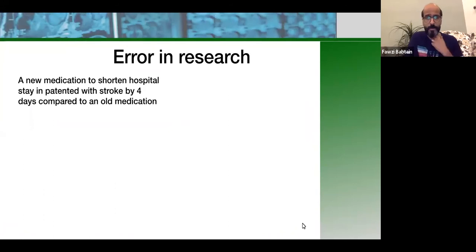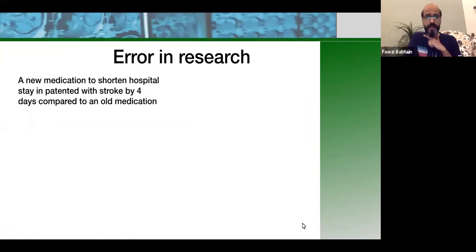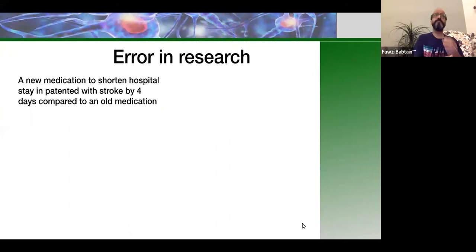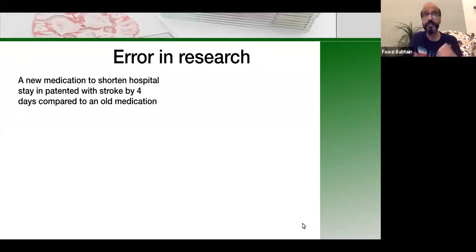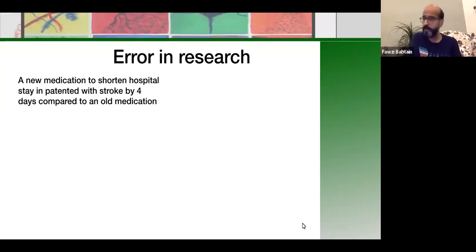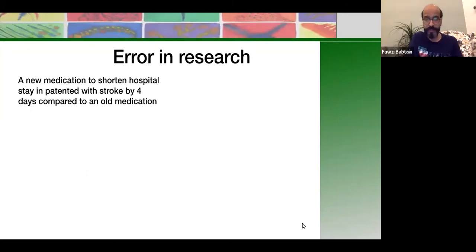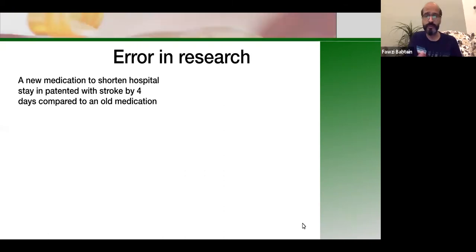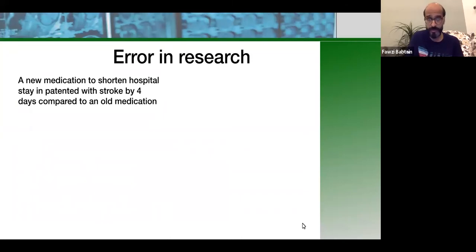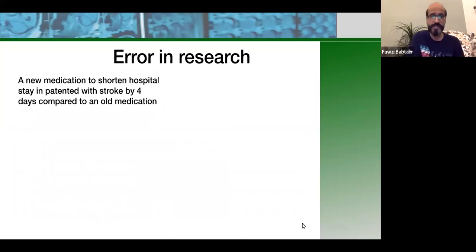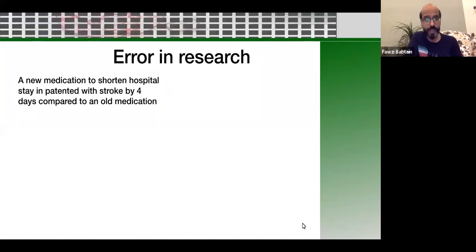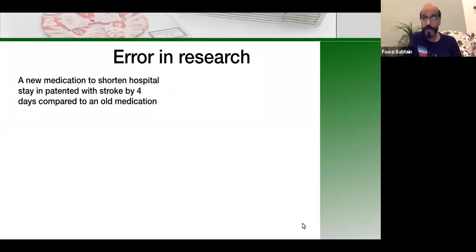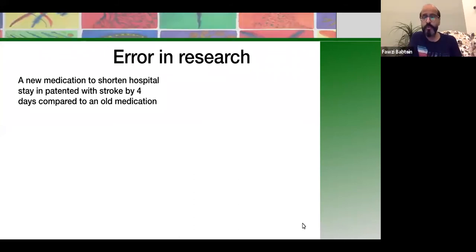Now, sometimes you can have an error during your study design, study methodology, collecting the data, interpreting the data. Errors are there. You will find error in your data collection, data interpretation, and sometimes even the conclusion that you come up with. Let's assume that there is a new medication that is supposed to shorten the hospital stay in patients with stroke by 4 days when compared to the old medication.